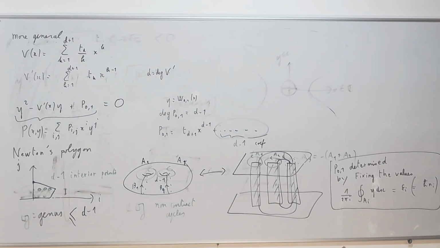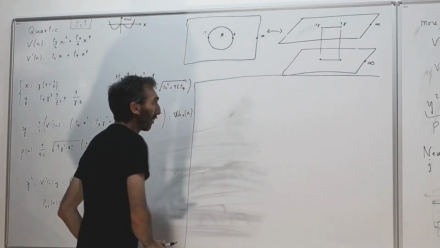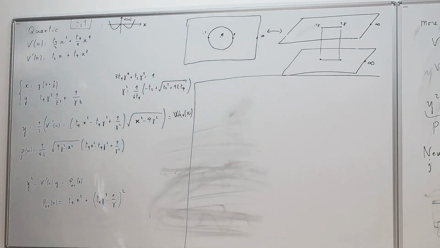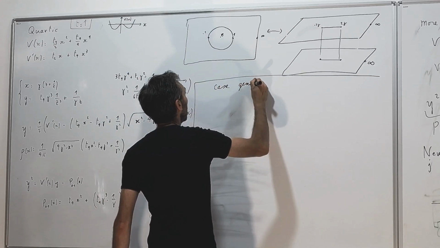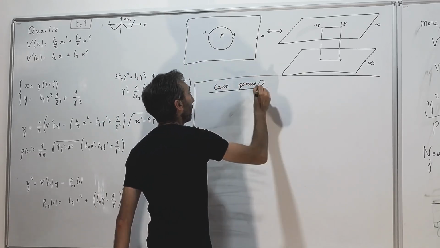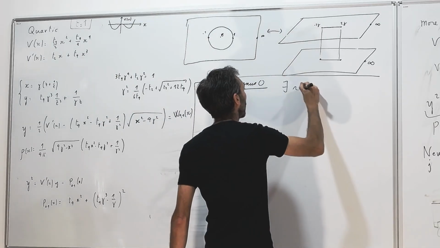But now let me consider the situation. I don't want to raise that immediately, so let me keep that for a moment. I want to consider the situation where you are lucky and in the end your curve will be genus 0. Case genus 0. So, which means there exists a rational parametrization.